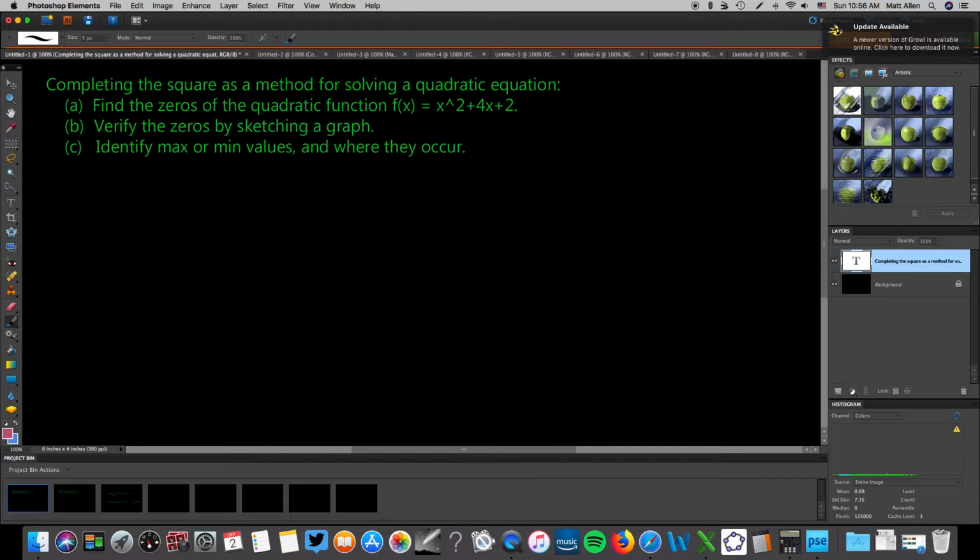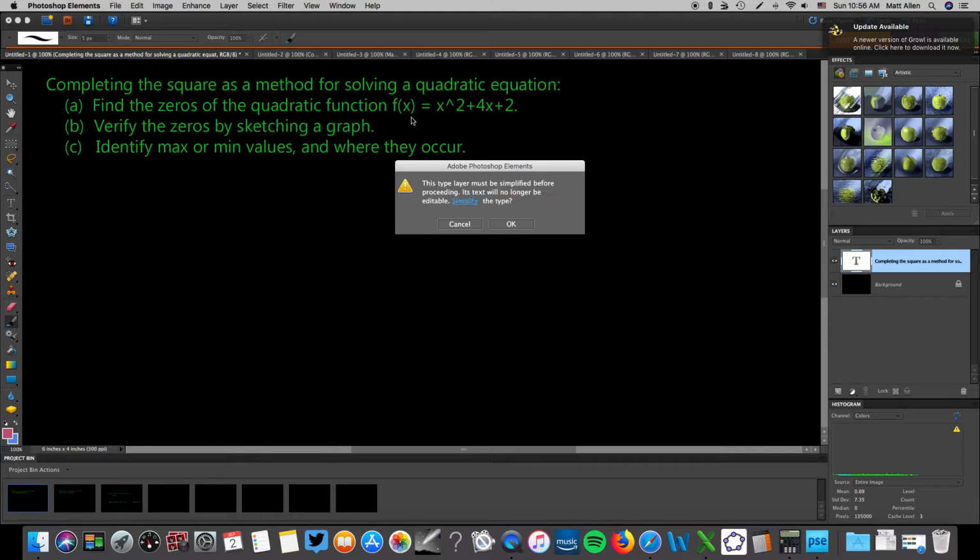Hi guys, in this video we're going to be looking at completing the square. It really is kind of a neat method for solving quadratic equations especially. I know that it's not everybody's favorite thing to do, but it is really effective at helping us solve equations that are quadratic in this form here.